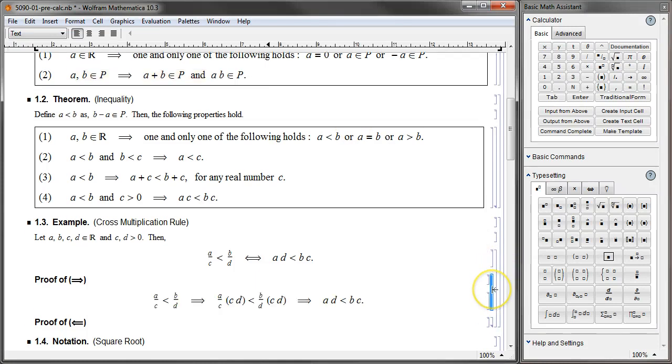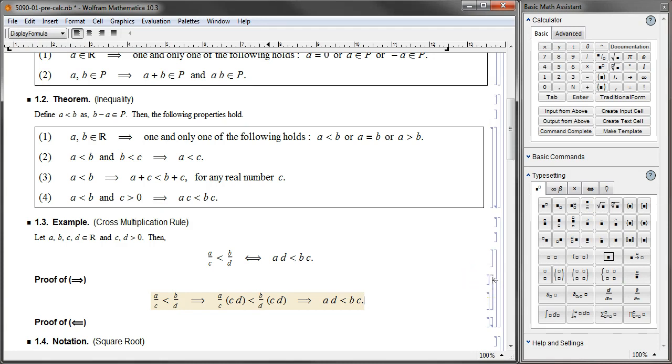So if we multiply by C times D, this is what we get. A over C times CD is less than B over D times CD. And after cancellation, what do you get? AD is less than BC. That's precisely what we wanted. And that example appears in our textbook on page 7. How about the other direction?